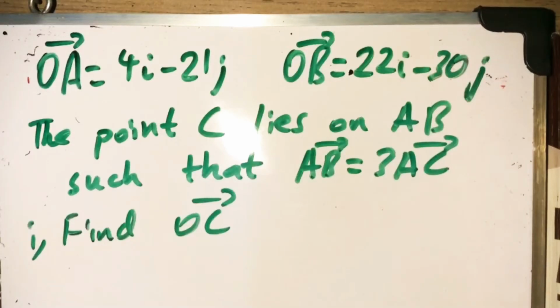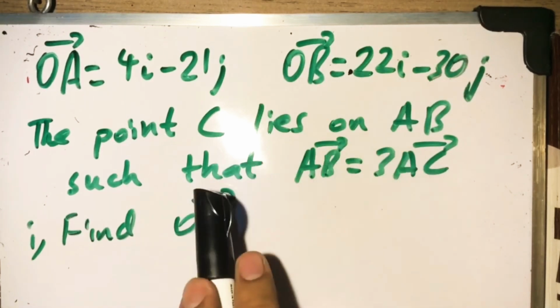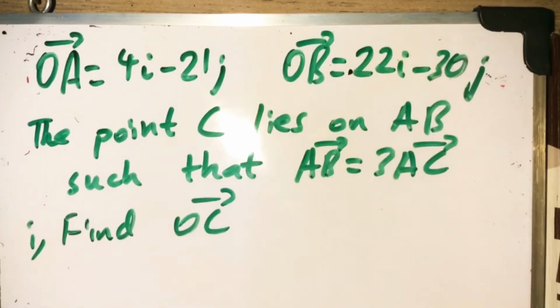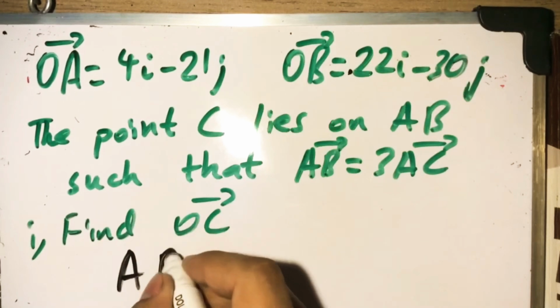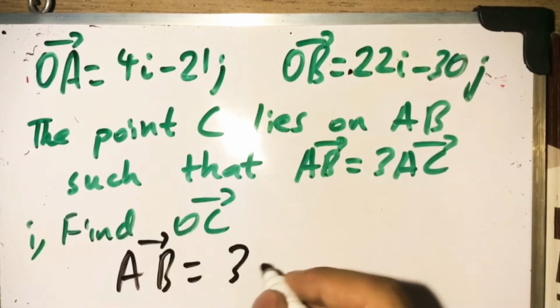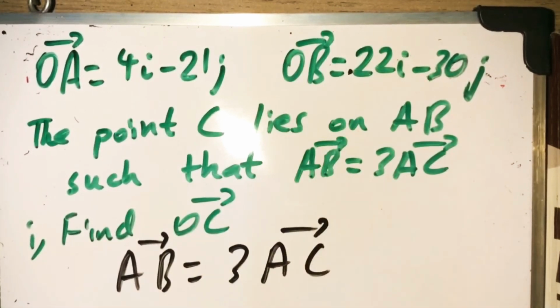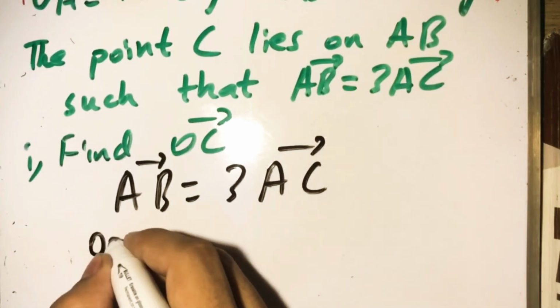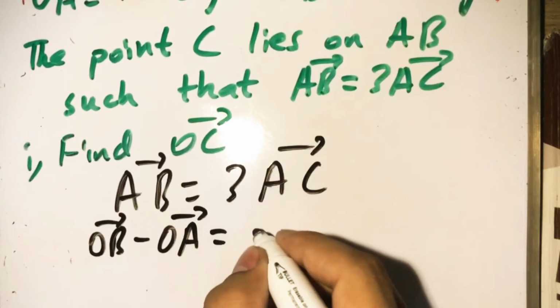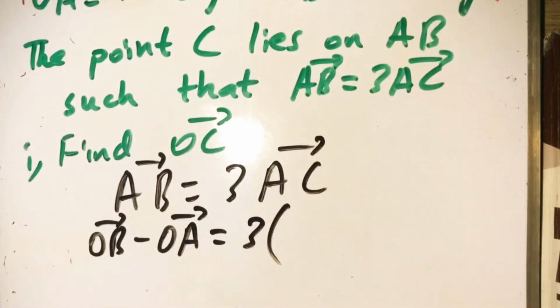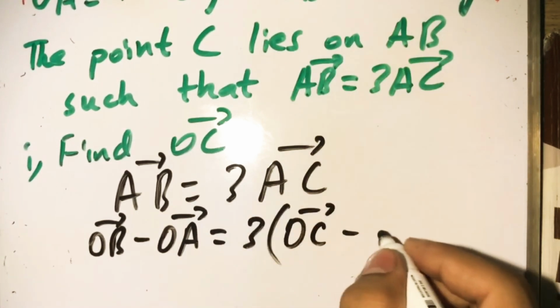The next question says OA is equal to 4i minus 21j, OB is equal to 22i minus 30j. The point C lies on AB such that AB is equal to 3AC. We have to find OC. For this, we'll write AB equals 3 times AC. AB equals OB minus OA equals 3 times AC, which is OC minus OA.